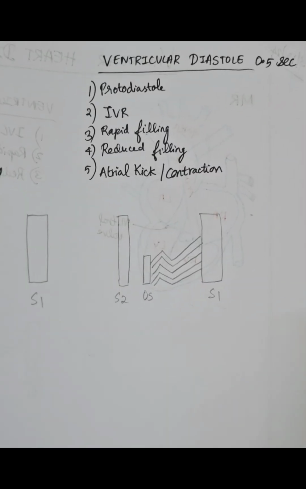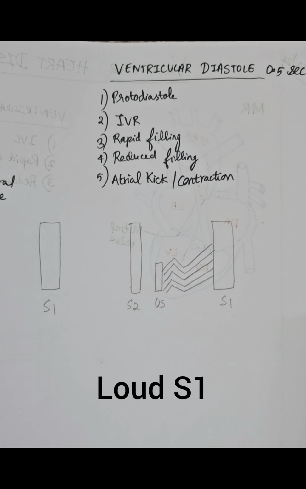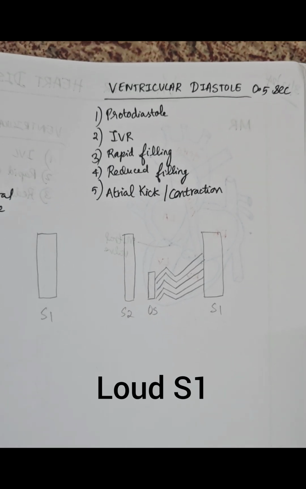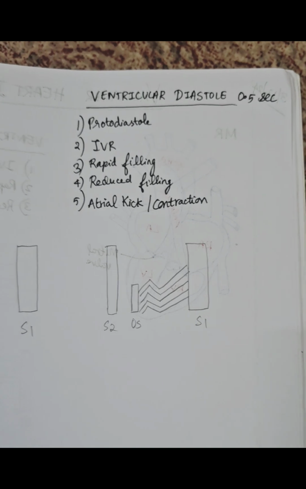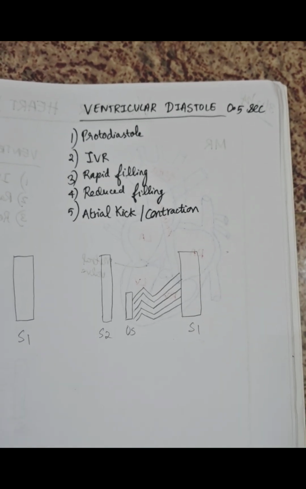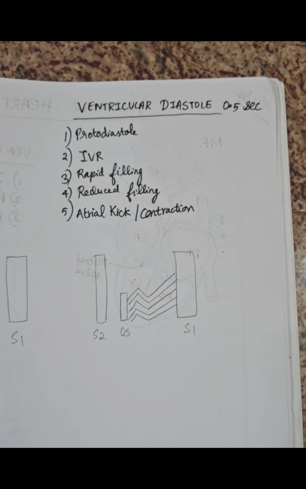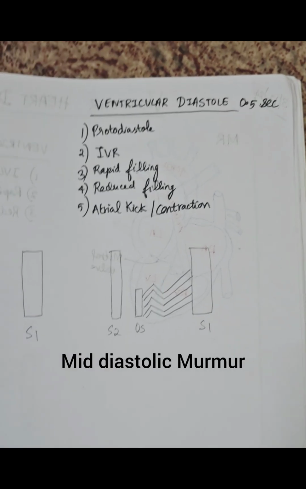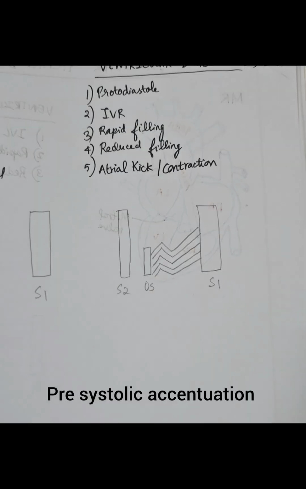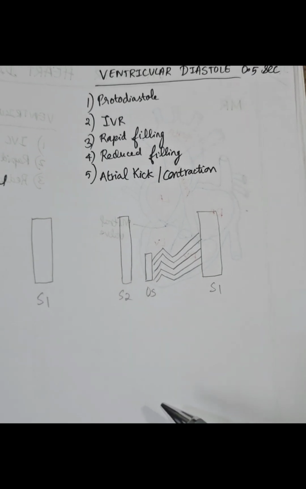This is how a murmur of mitral stenosis is represented. There is a loud S1, there is no murmur between S1 and S2, so there is no systolic murmur, whereas there is a murmur between S2 and S1. There is something called an opening snap, and the murmur is a mid-diastolic murmur with pre-systolic accentuation. So I'll be explaining everything which I said now.